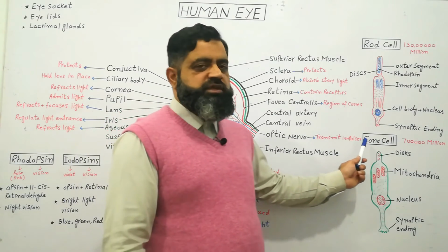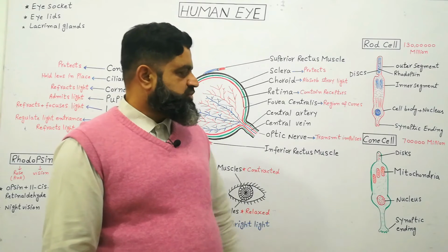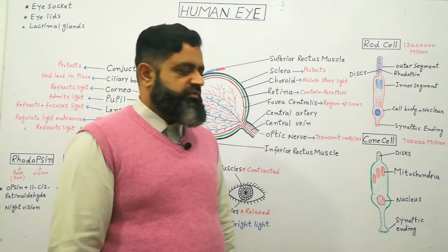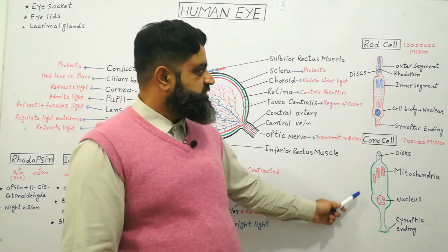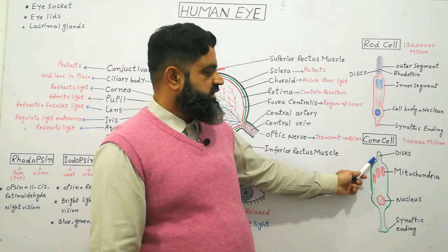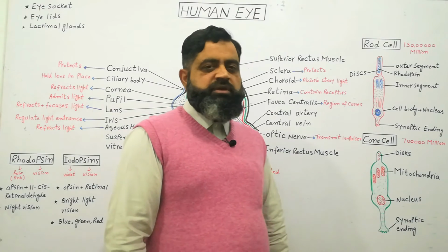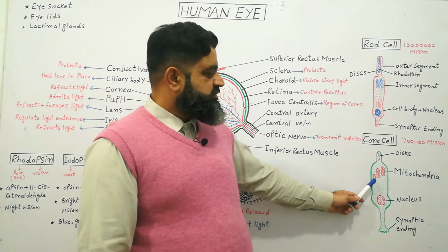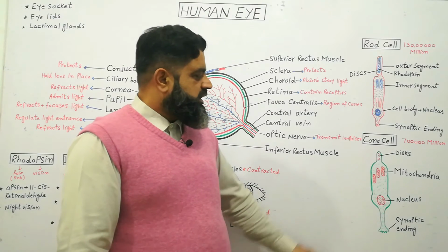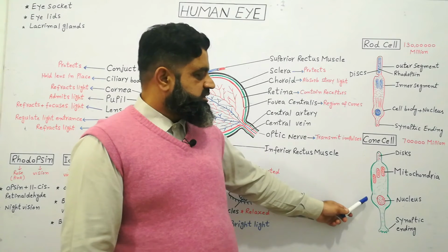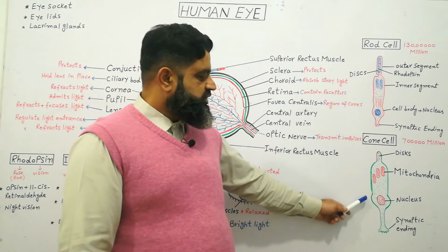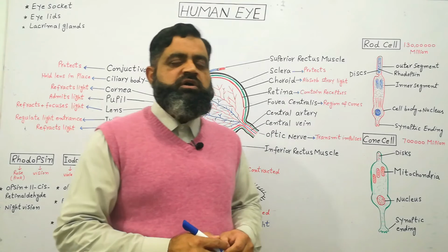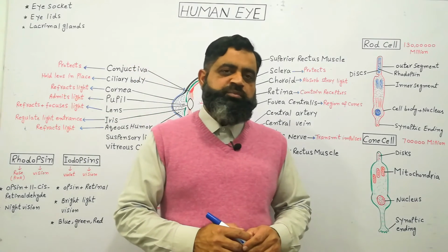The second type of cells present in our retina are known as cone cells. There are 7 million cone cells present in the fovea of our eye. It also has 4 regions. Number 1, the outer segment which contains discs. These discs contain a pigment which is known as iodopsin. The lower region is known as the inner segment which contains mitochondria. Below the inner segment there is a cell body which contains the nucleus, and at the bottom there is a synaptic ending which is attached with neurons coming from the optic nerve.